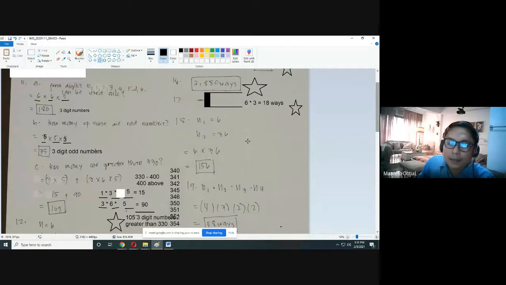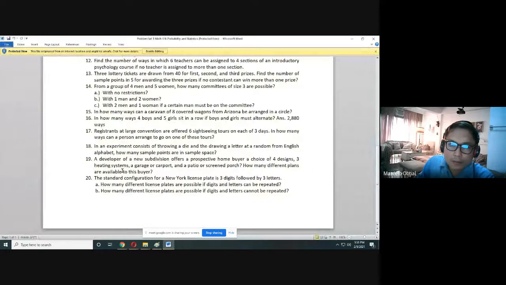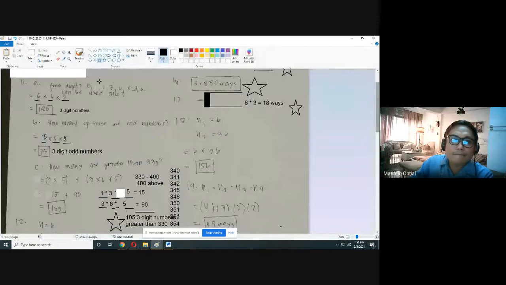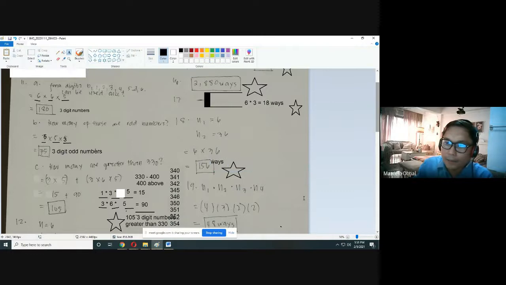Okay, 18. 6 times 36. Okay, very good, no? Die 6, then English alphabet. Parang answer lang naman natin ito. Okay, very good. This is correct, no? Please put the units, please, no? Units. Kung hindi niyo alam, ways. Pamamaraan. Okay, number 19.